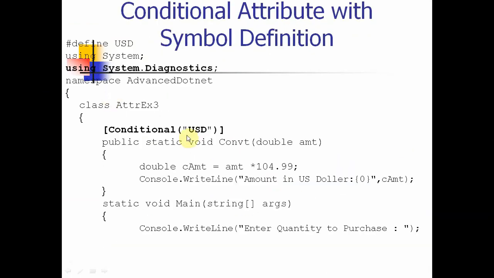And now in this program, we have also used this System.Diagnostics, and the namespace is advanced.net, and the class name is attrex3, and we are using here conditional USD. So this USD is the conditional keyword. So we have written here the convert function, and we are passing amount to this. So this function will execute when the currency is US dollar. Always this function will be executed only in the condition when our currency type is USD.